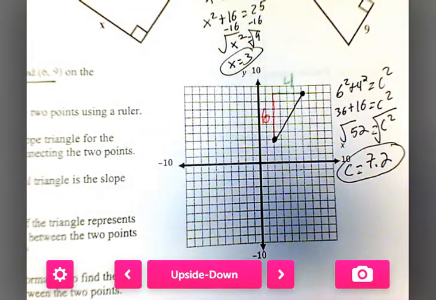How are we feeling about that? Okay. You ready for the algebraic way? Because some of you hate graphing, right? Yes. Zach, do you have a question?